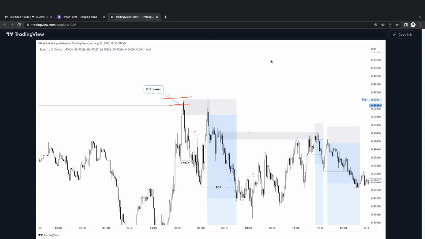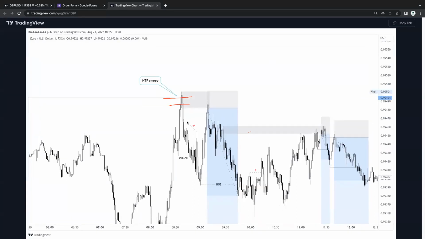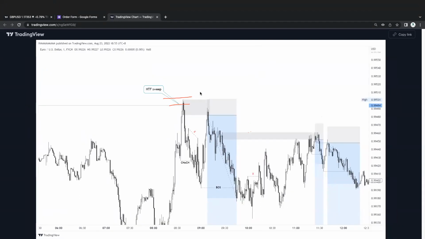Market change of character, and after the change of character, what is happening here? Market taken out the inducement, which was here. Let me mark this one. This one, correct. So this is the inducement, market taken out, and tap on the extreme and then possible sell. And the next entry, change of character, taken out the inducement. This is the extreme one.